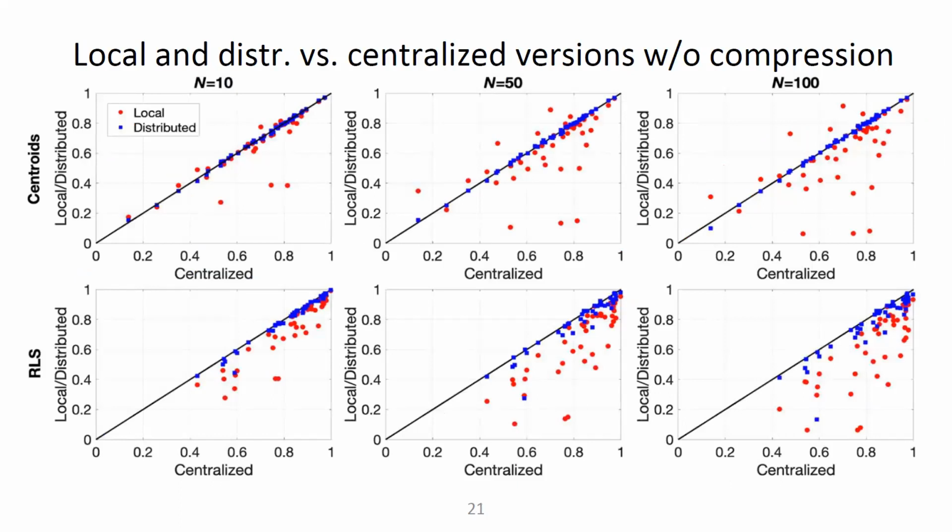Then we jump to this more complicated visualization of the experiments. So we have the local and the distributed versions plotted against the centralized version. Each row is one of the two different classifiers. The top row is the centroids classifier. The bottom row is the regularized least square classifiers. And each column is for a different number of nodes in the communication network. The first one is for 10 nodes, the second one is for 50 nodes, and the third one is for 100 nodes. These results have been taken without considering the compression with the HRR convolution.